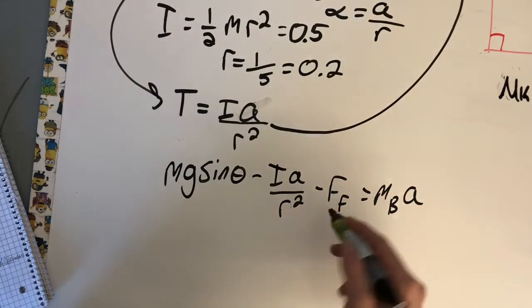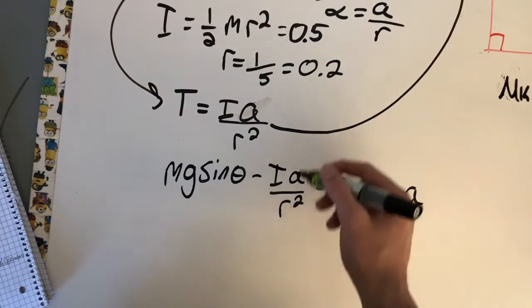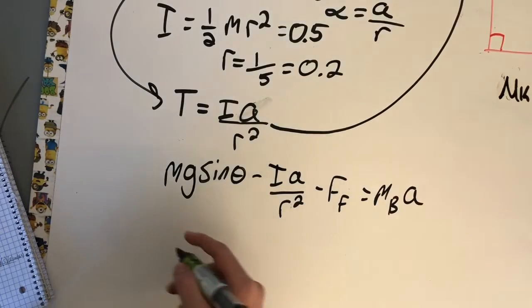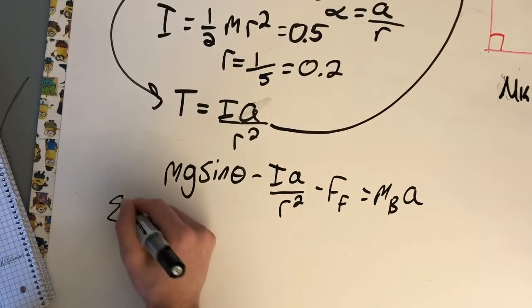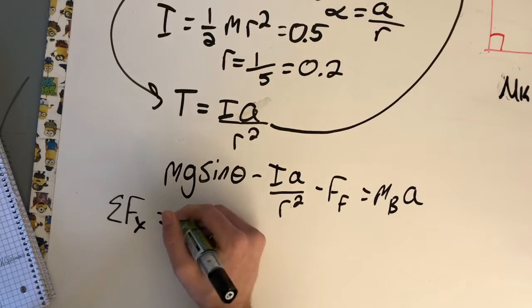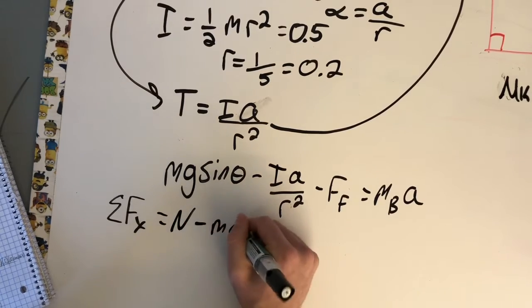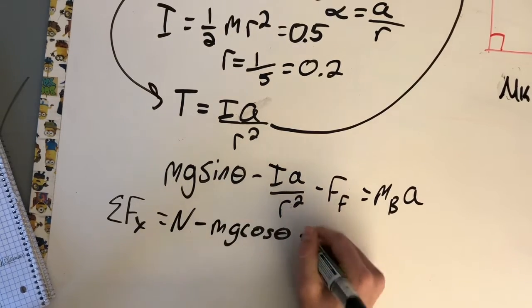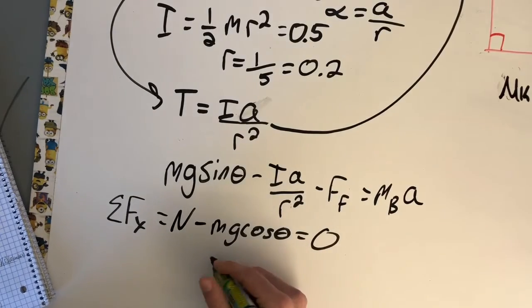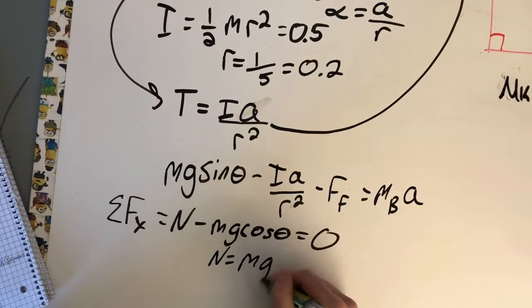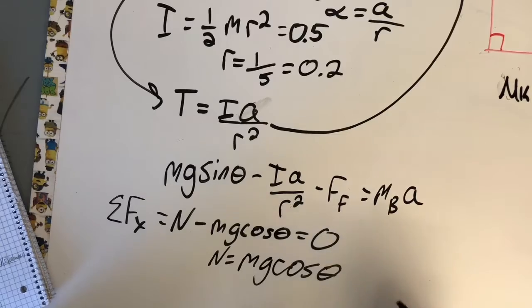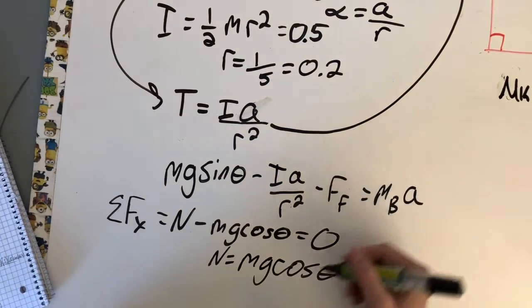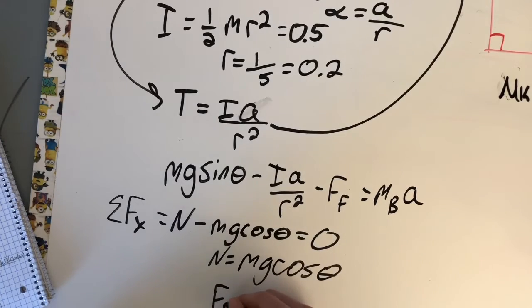Also, in order to get the force of friction, you need the sum of the forces in the y direction. So when you do that, you get the normal force minus mg cosine theta equals 0. Then you get N equals mg cosine theta. And then you plug that into the force of friction, which is mu k N.